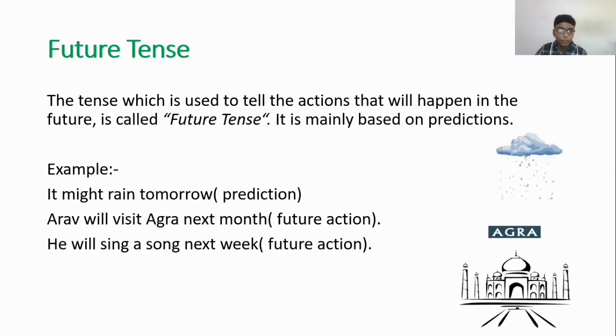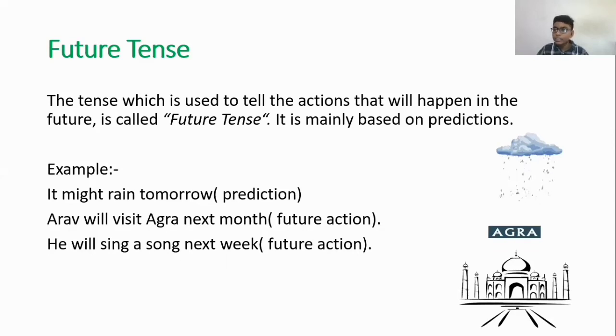Example, it might rain tomorrow. See, here we have to use might because we don't know whether it will happen tomorrow or not. We are just predicting that it will happen tomorrow. Arav will visit Agra next month. Now here also, it is a kind of prediction. Means here we are 90% sure that he will visit Agra next month.